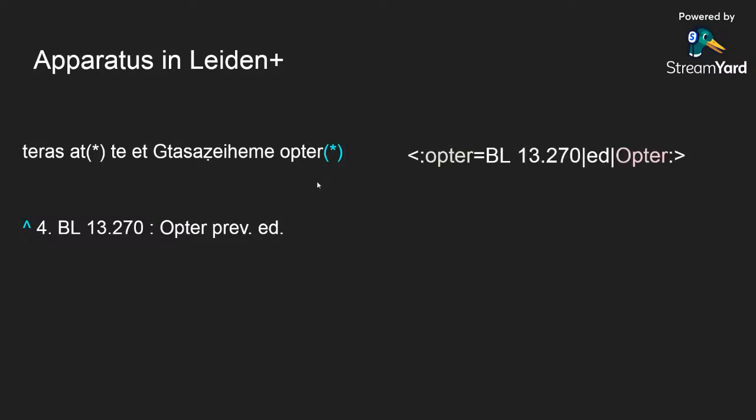So here's how this is marked up in Leiden Plus. It's very similar to the regularization construct you saw before. The word opter, the new reading, the good reading that we like, is there on the left. I guess the best reading is not always the newest, but in this case, it is. We say it's from BL 13270, as it says in the apparatus there, after an equal sign. We have the word ed in the middle to say this is an editorial correction, and then the old reading is there on the right.